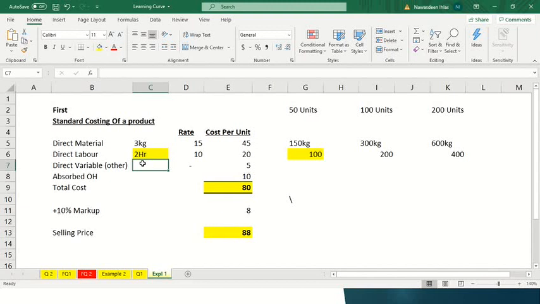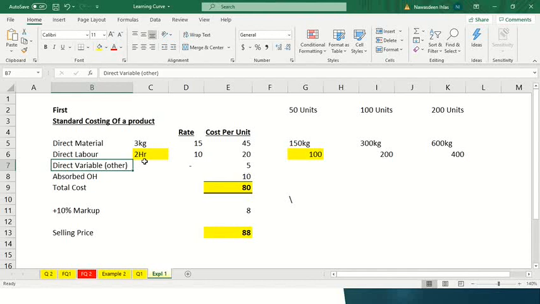So here in this example the direct material cost won't change. It is constant: for 1 unit 3 kilograms, for 50 it is 150, for 100 units it is 300 kilograms, for 200 units it is 600 kilograms. That doesn't change, kids. But the learning curve theory applies to the direct labor cost, and if other variable costs are linked to labor hours, they also change. Right.